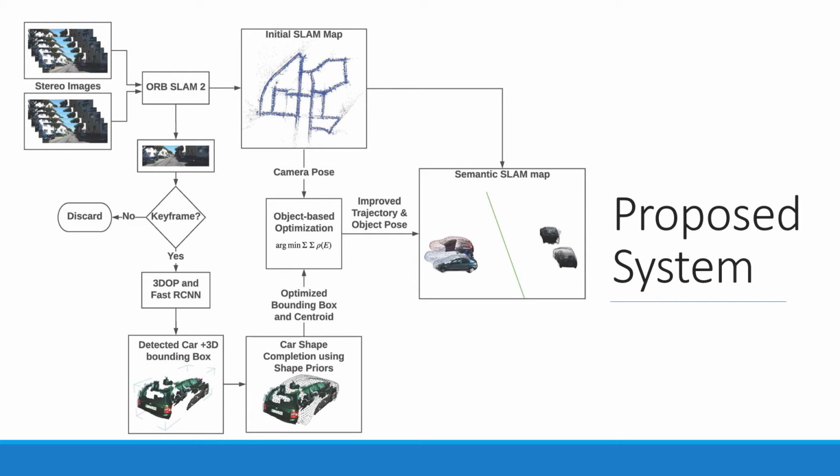In this slide, we can see the flowchart of our proposed system. First, StereoSLAM produces keyframes and a feature map. In each keyframe, cars are detected using Fast RCNN and delineated both in 2D and 3D using 3DOP. To complete each car shape, its missing parts are hallucinated and meshed using shape priors. The resulting optimized centroid is used as a feature in a separate optimization to improve the camera pose. For the optimization, data association is performed in 3D to avoid the 2D occlusion problem. The optimization problem is solved using Levenberg-Marquardt. Finally, the complete car meshes are inserted into the 3D map at their optimized centroid locations, creating a more meaningful map.